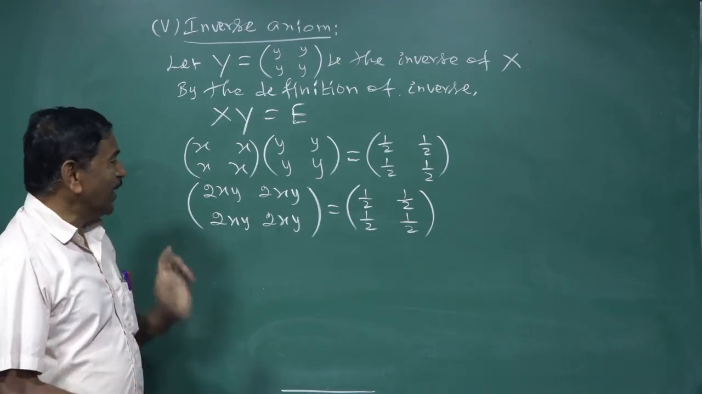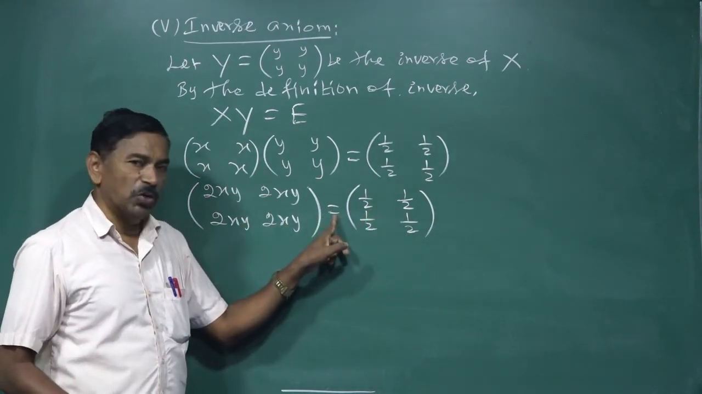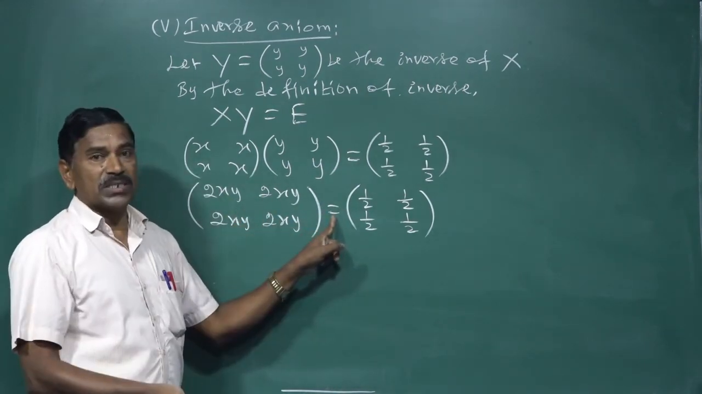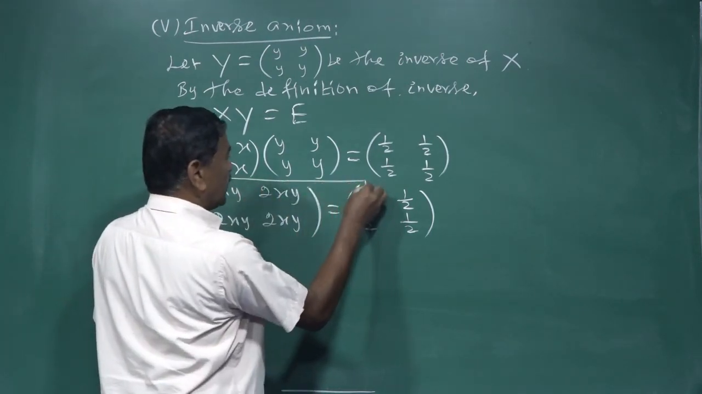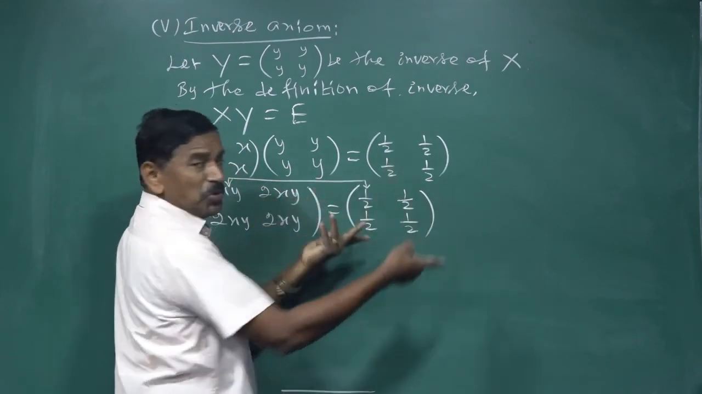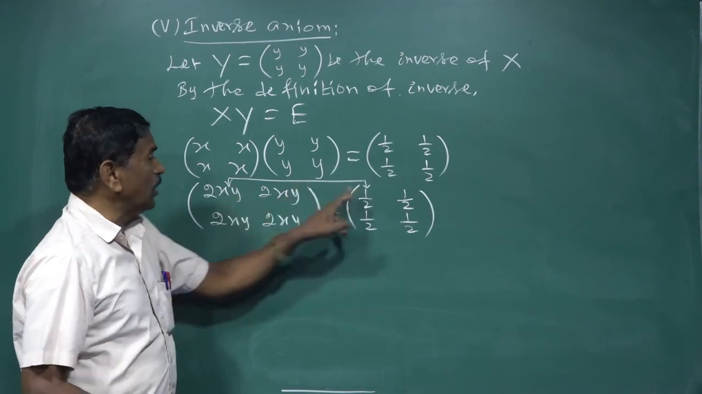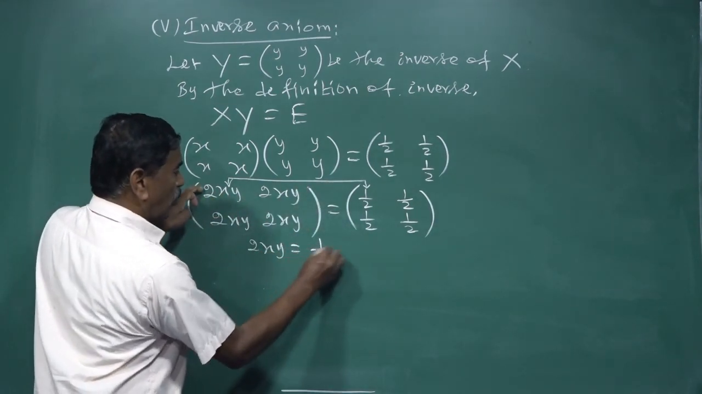Now again, listen: left side one matrix, right side one matrix, in the middle equal. If two matrices are equal, then their corresponding elements are equal. So the first element is equal to the first element. The second element equal to the second element also gives the same idea, because all the entries are the same. Now, equating first with first, we get 2xy is equal to 1 by 2.